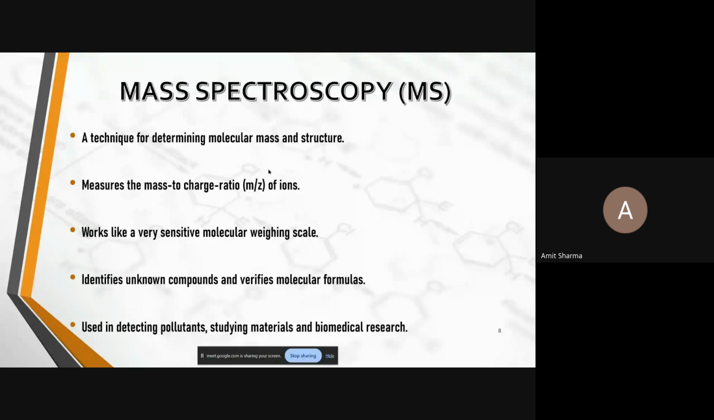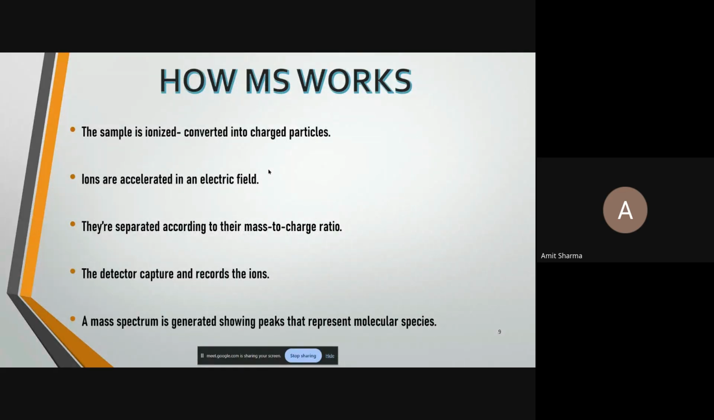And mass spectroscopy allows us to identify unknown compounds and verify molecular formulas, and it is used in detecting pollutants, studying materials, and biomedical research. So let us talk about how mass spectroscopy works. The sample is ionized and converted into charged particles.